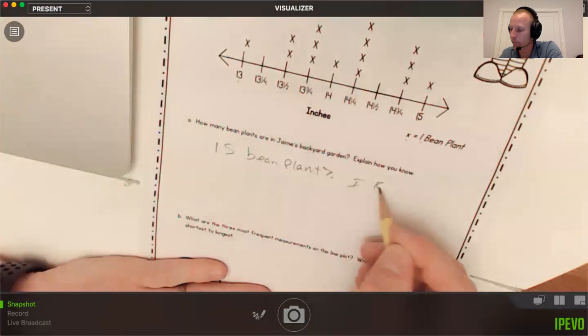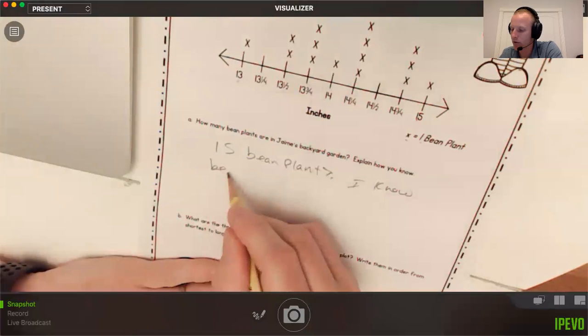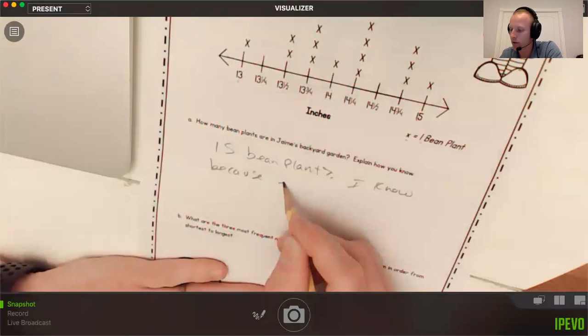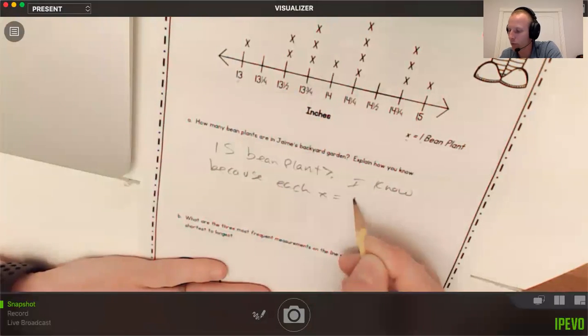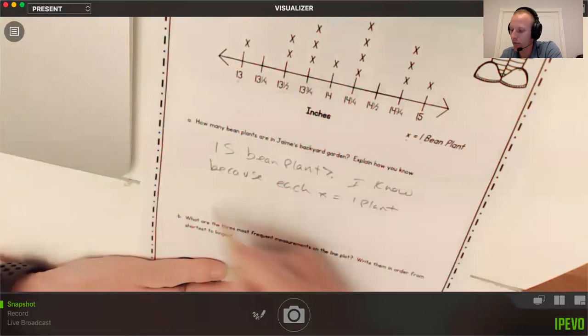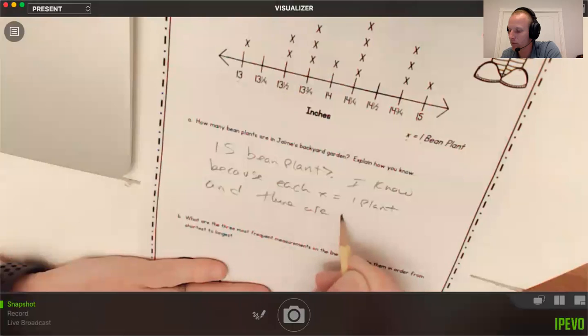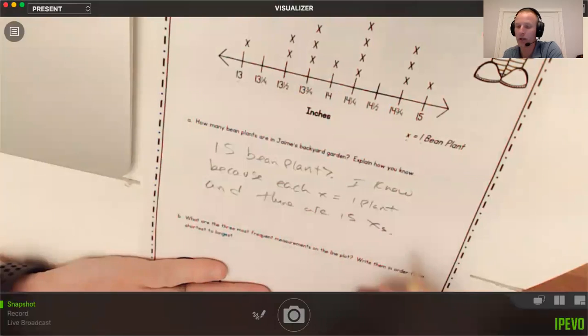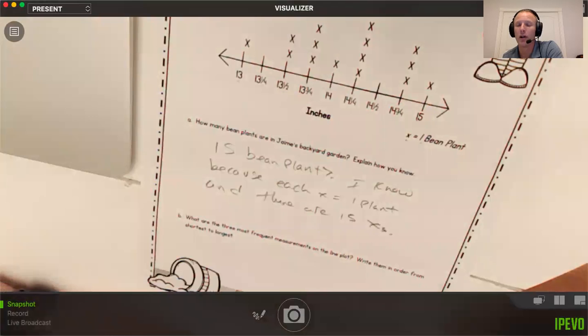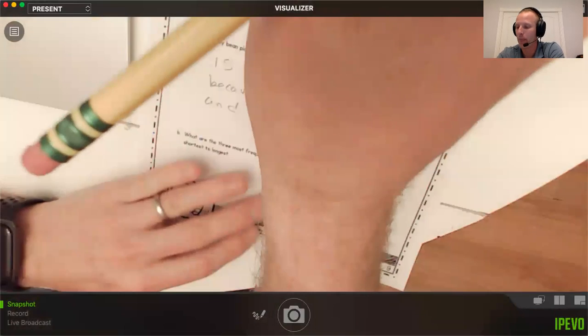I know because each X equals one plant, and there are 15 X's. So because there's 15 X's, that means there must be 15 plants. If you added that to your description, that'd be better. I'd love that.